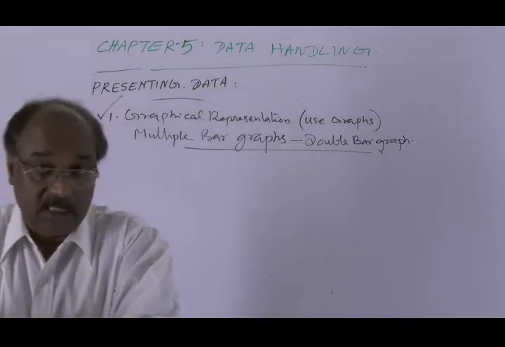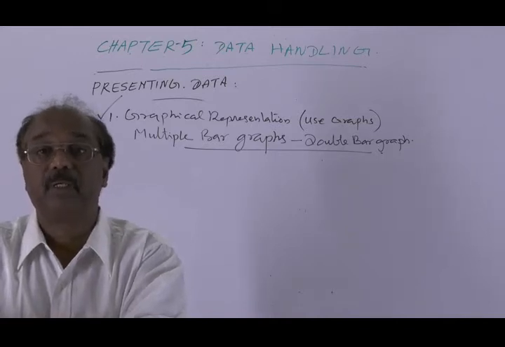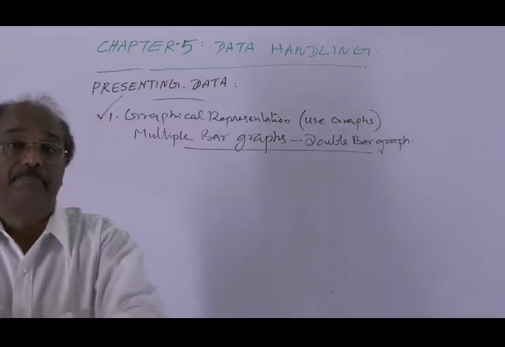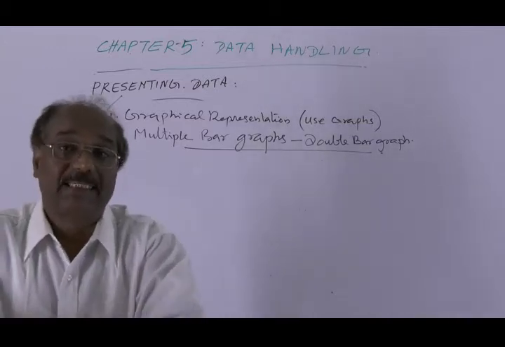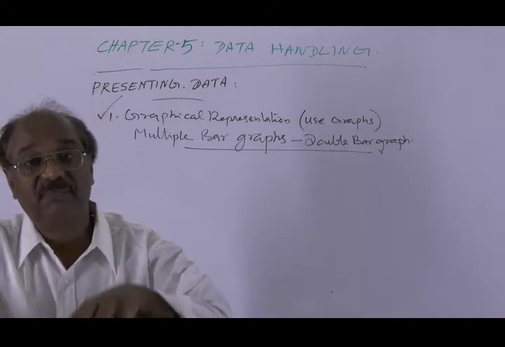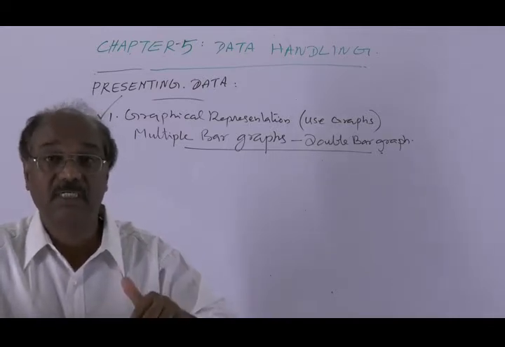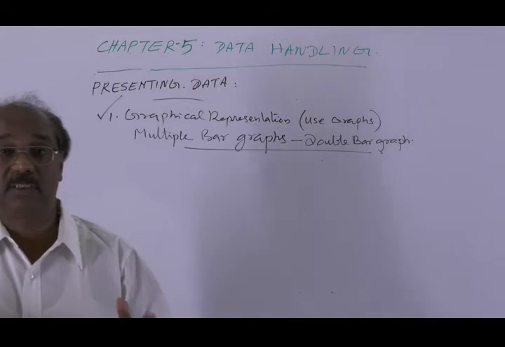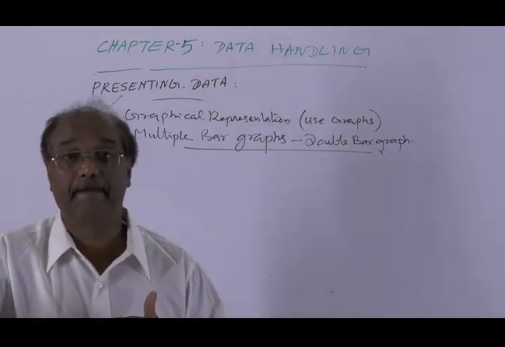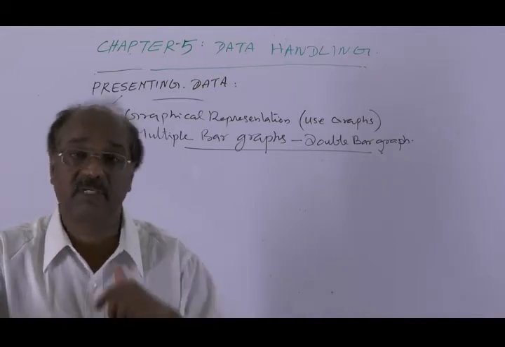Now we discuss multiple bar diagrams. If we consider two characteristics of each unit from which the data is collected, then there will be two observations corresponding to each unit. Two data values or numerical values corresponding to each unit. If we consider three characteristics, there will be three data values.